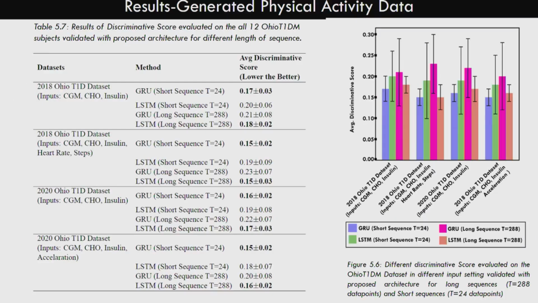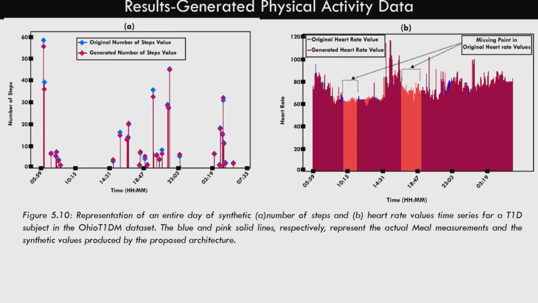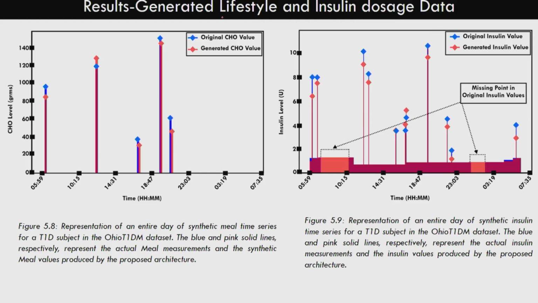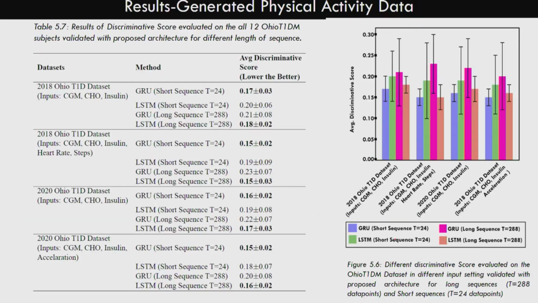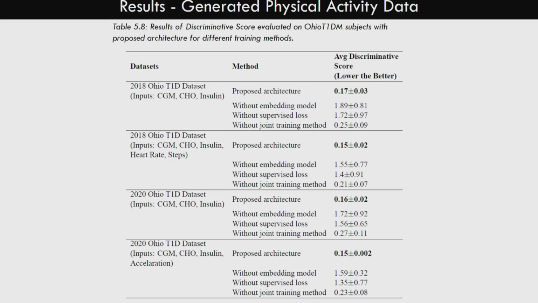And then you can use a combination of these. You can generate both physical activity data and lifestyle data, which is the meal information, and the insulin data. You can get a visual idea of the difference between the generated and the actual points for a certain example, for a single subject. So, this is the use of generative AI for a certain application in diabetes management.